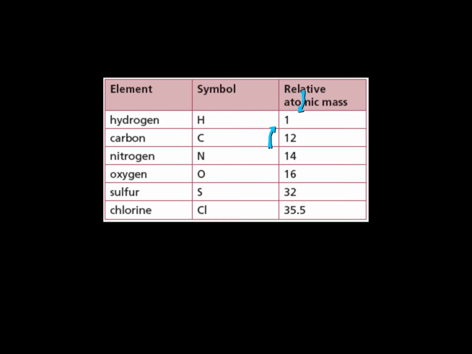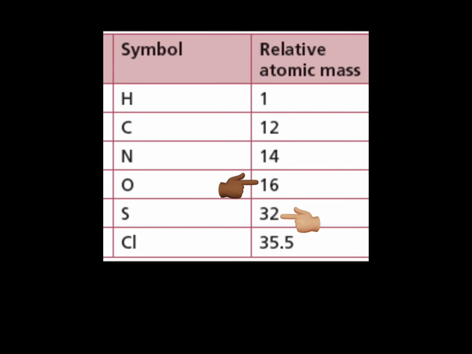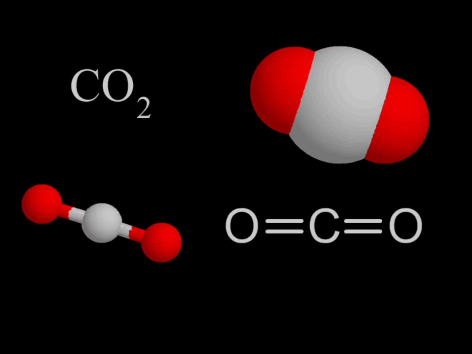Here's a table of relative atomic masses for just a few elements. You can see that hydrogen has a relative atomic mass of 1 and carbon has a relative atomic mass of 12. This means that one carbon atom is 12 times heavier than one hydrogen atom. Have a look at oxygen and sulfur. Oxygen has a relative atomic mass of 16, whereas sulfur has a relative atomic mass of 32. One sulfur atom is twice as massive, twice as heavy, as one oxygen atom.